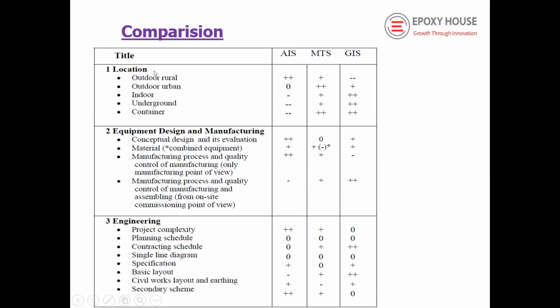From the location point of view, if it is outdoor, the space is unlimited, so you can utilize it much better than the others. So AIS is suitable for outdoor and urban requirements. If you want to make the substation indoor, GIS is better because it needs a very small space, height-wise also. So you can go with that. If you want to make an underground substation, still GIS is superior.